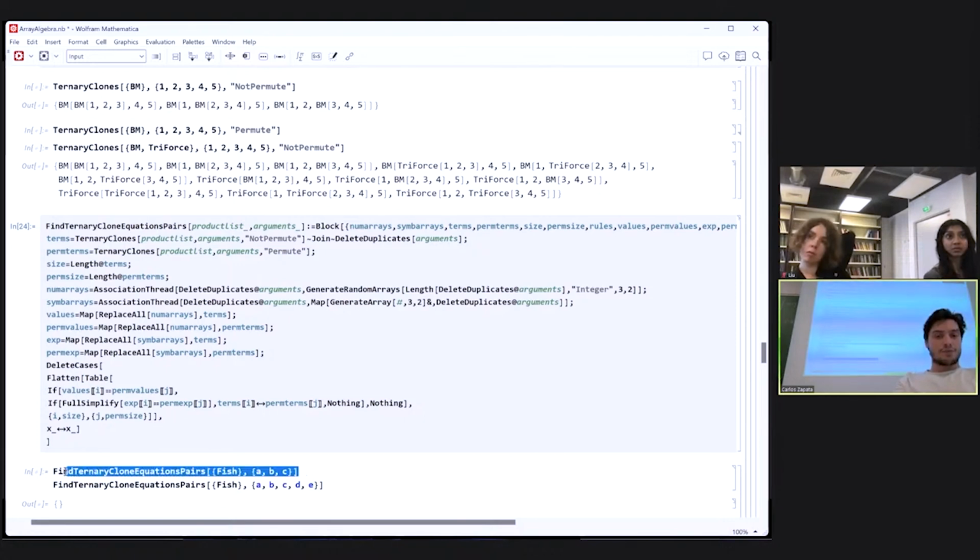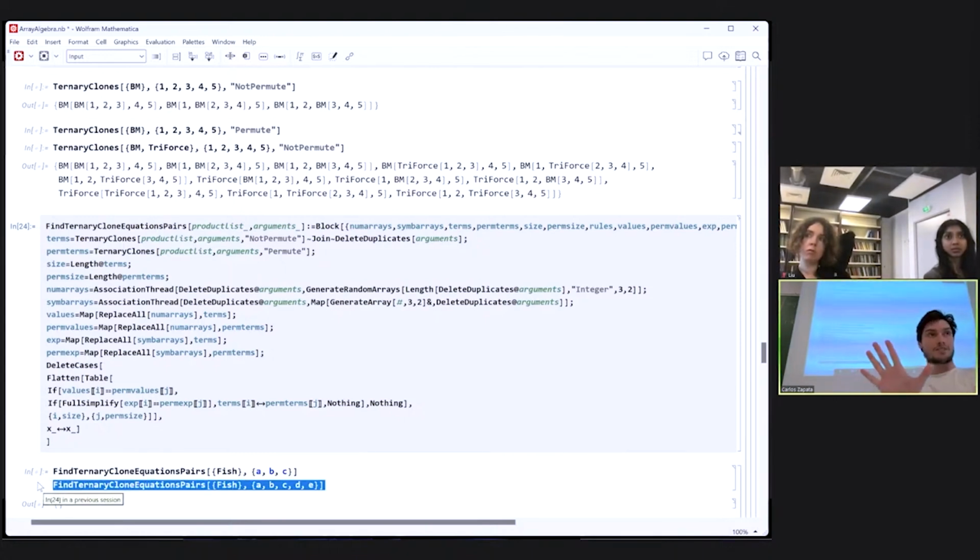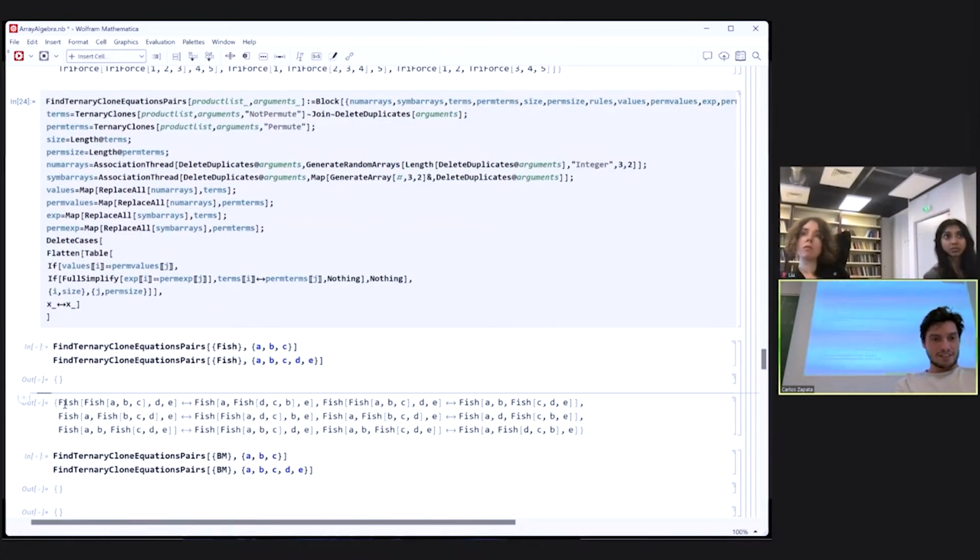So, reality check. When we try to find equations that only involve A, B, and C, we find none. However, when we try to find equations that involve A, B, C, D, E, five elements, we should be able to find the axioms that you found in the 2009 paper. And sure enough, we do, right? We find an expression that looks like this: fish of fish A, B, C, D, E is equal, not using equals because that's reserved in Mathematica, to fish A, then D and B swapped in here, and E. And then we find all the other equalities, the six other equalities. These six equalities are the formula that we had before for semi-heaps. So that's good. It means that the thing finds what we know exists.